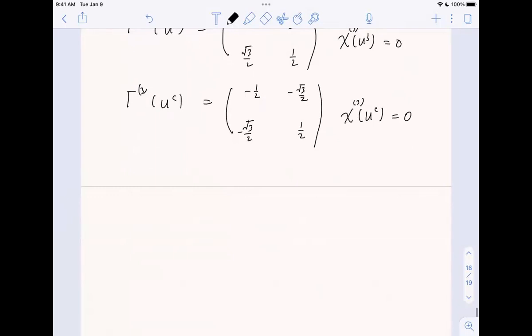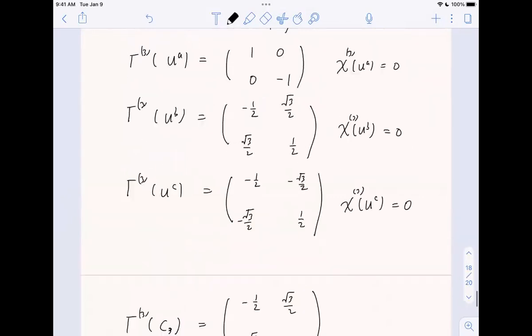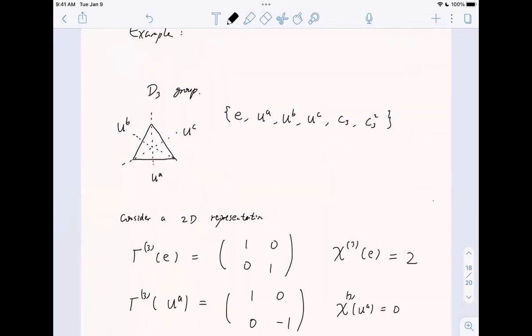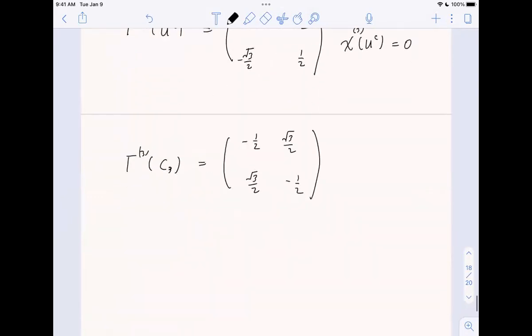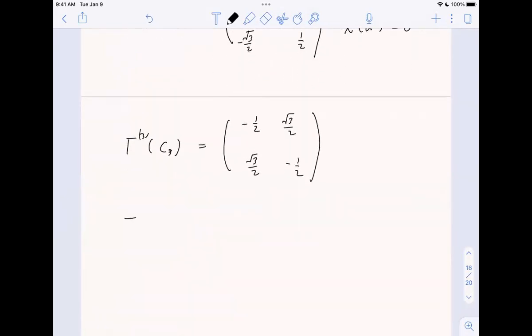Let's continue. Another one is C3. C3 is this, 1/2, 1/2. If you want to know why the matrix looks like that, you just draw a vector here, and then you get the rotational matrix for the vector. Then you get something like that. 3. This is 2.